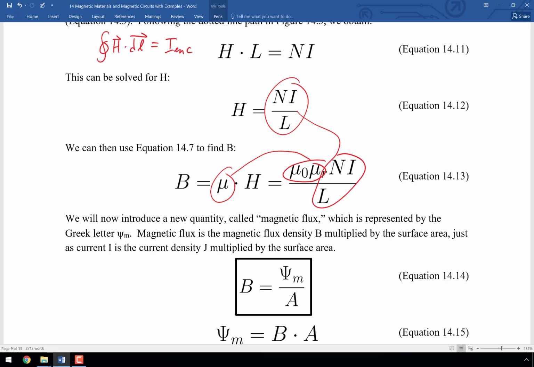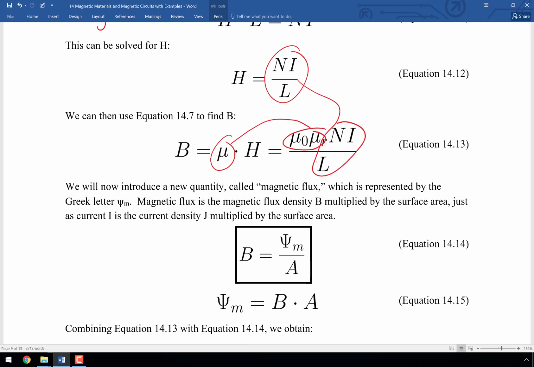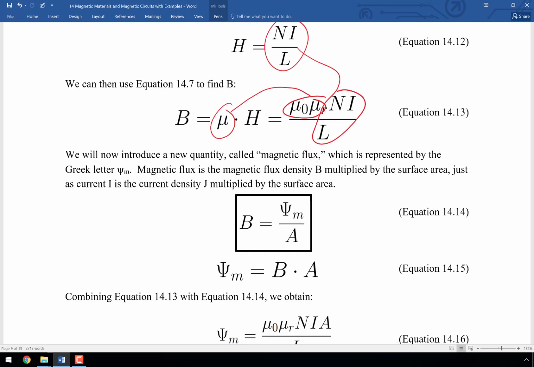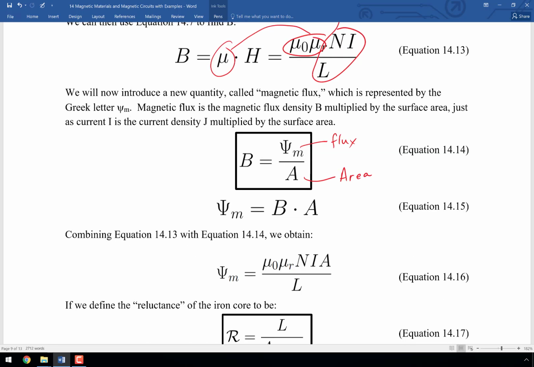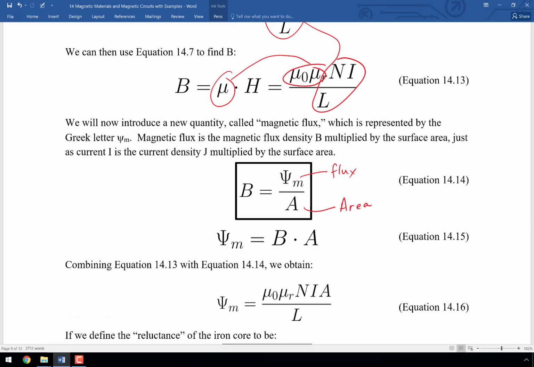Now we're going to introduce one new quantity called the magnetic flux. We've talked a lot about magnetic flux density. Every time I say B, it's magnetic flux density. But it turns out there is a quantity that is used to calculate B. This is the magnetic flux, and this is the area, so magnetic flux per unit area gives us magnetic flux density. We could write psi sub m as B times A as well. So B is equal to psi sub m divided by A, and if we just wanted psi sub m, we'd move the A over to the right-hand side, and that's what we've done right here.